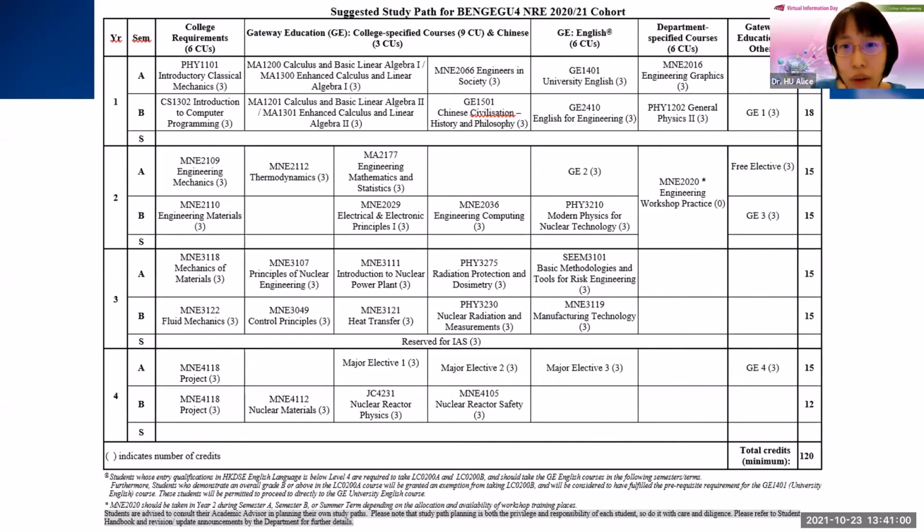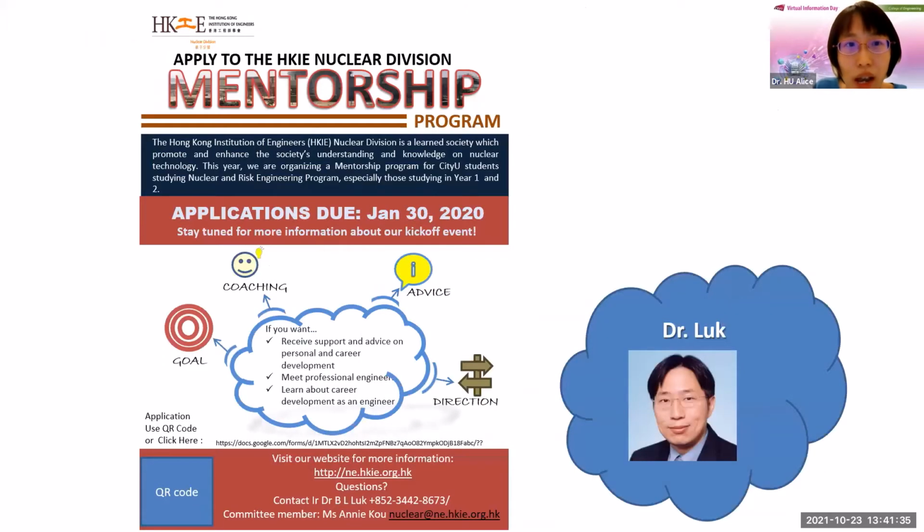And here is our course structure. From the course list here, you can see the year 1 and year 2 courses are almost the same as the ME program. From year 3, we will have nuclear specific courses in year 3 and year 4. Our program is accredited by the Hong Kong IE Energy section, so our students can have this energy accreditation from Hong Kong IE after graduation.